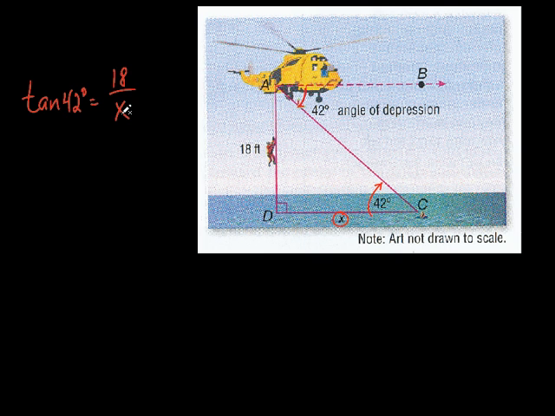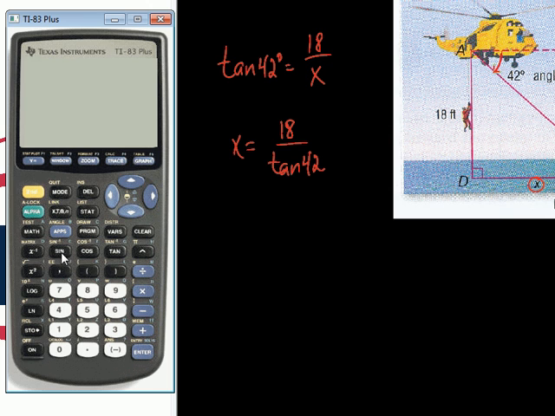Let's do our math. We've done this a couple times already. X is going to go up here. Tan 42 is going to go on the bottom. So x equals 18 divided by the tangent of 42 degrees. Right? And then we chuck that into a calculator. Alright, let's put this into a calculator. 18 divided by the tangent right here of 42, and enter. 19.9.